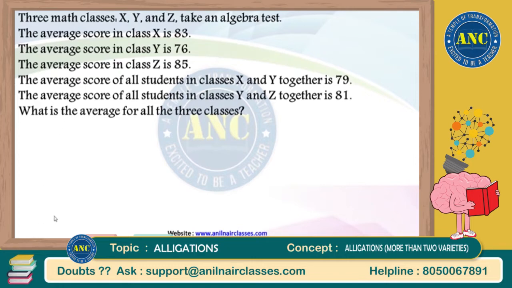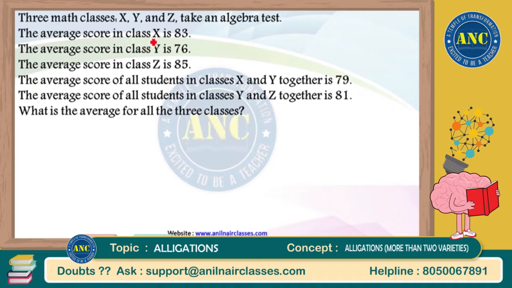Your question is, 3 maths classes X, Y and Z take an algebra test, right? There are 3 different classes. First class is class X, class Y and class Z. All these 3 classes will have an algebra test to be taken. Now that is the first statement.